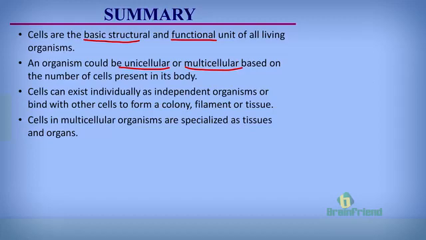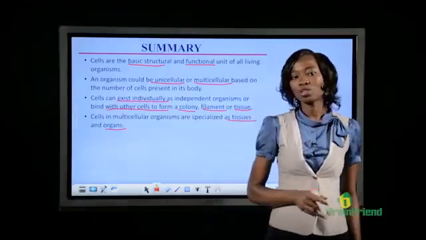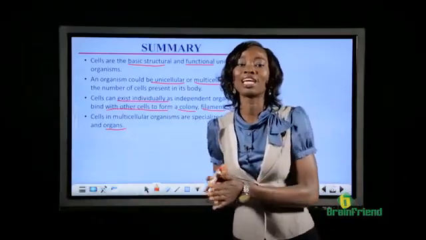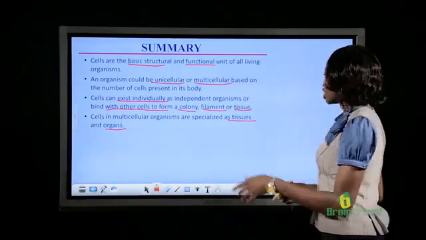Cells can exist independently as a unicellular organism. They can bind to one another to form a colony, a filament, or a tissue. Cells in multicellular organisms are specialized as tissues and organs. Remember, specialized cells do not perform functions alone. They work together to carry out a specific function.